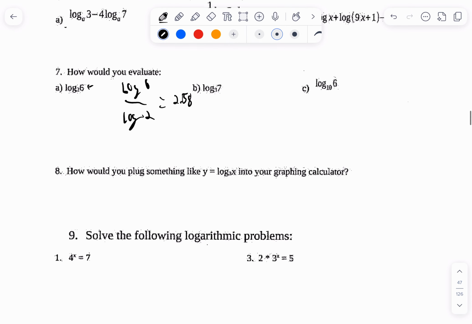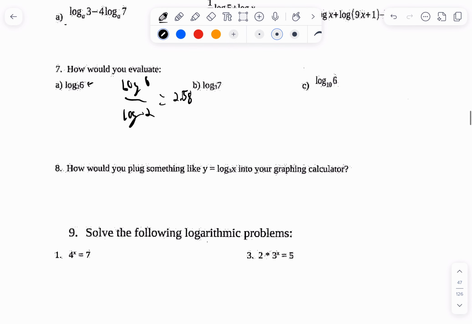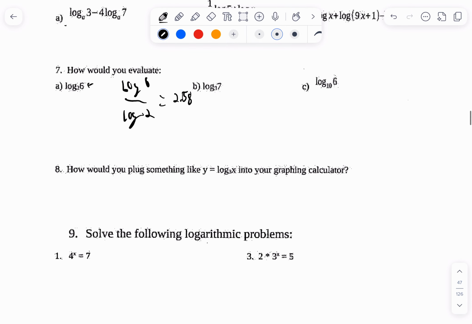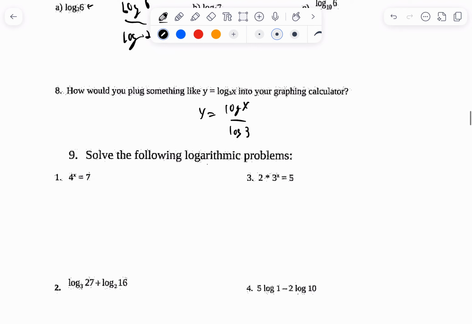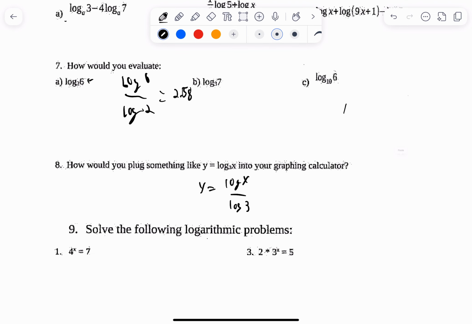Okay, 8. How would you plug something like y equals log base 3 of x into your calculator? You'd plug it in again, top on the top, bottom on the bottom. y equals log x over log 3. Awesome. And by the way, don't get confused here. You still would put log 10 on the bottom. You wouldn't put log nothing.